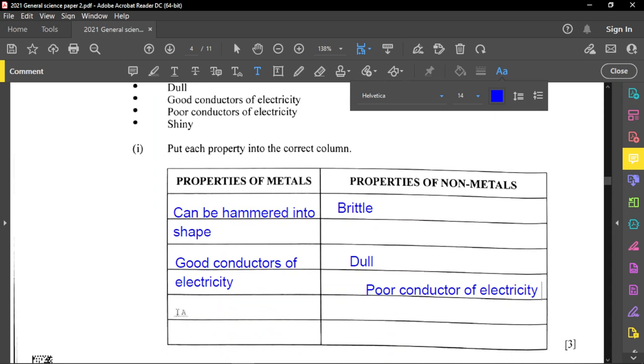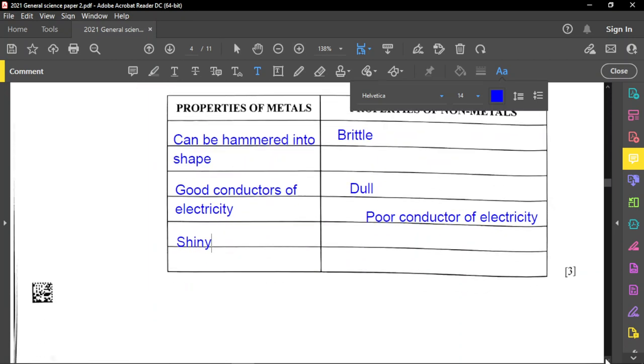And shiny is for metals. Metals are shiny, non-metals are dull. So shiny is for the metal. Those are the properties that we list there. Also point out that while metals are good conductors of electricity, they are also good conductors of heat as well, just to make a mention there. And of course, non-metals are poor conductors of heat. So non-metals are the real opposite of the metals.